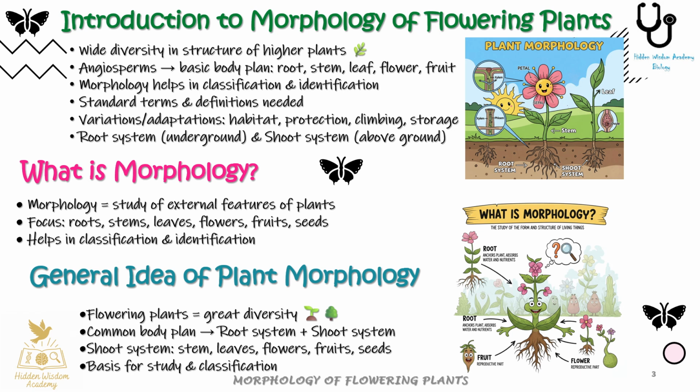What is morphology? Morphology is the study of the external features of plants. It focuses on roots, stems, leaves, flowers, fruits, and seeds, and it helps in classification and identification of plants. To get a general idea of plant morphology, remember this. All flowering plants have the same basic body plan with two main parts: the root system and the shoot system. The shoot system includes the stem, leaves, flowers, fruits, and seeds. Understanding this body plan is the first step in studying and classifying plants.